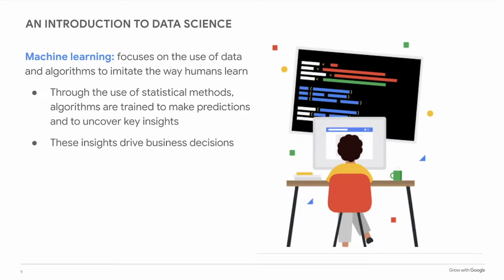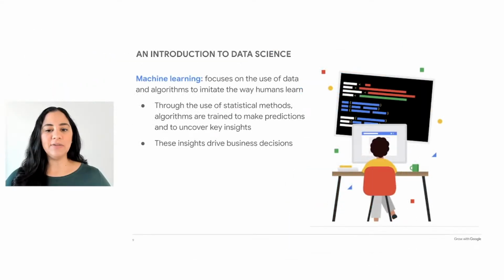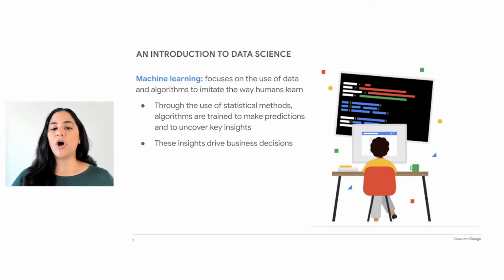Through the use of statistical methods, algorithms are trained to make predictions and to uncover key insights. These insights drive decision-making within businesses. For example, let's say you're a data professional for a global hotel chain. The company has conducted a customer survey about the layout, colors, and graphics for all of their hotel websites and found that customers responded negatively to all of the images with insects.